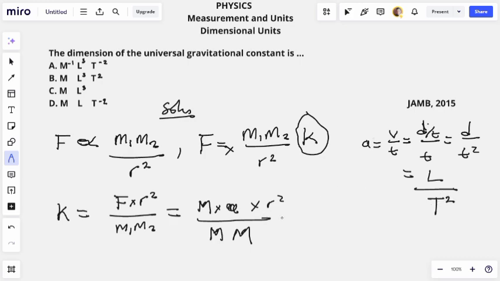So if we represent that here, mass times acceleration will now be L over T squared, times r squared. R is a distance, so it's represented by L. Distance times another distance is L raised to the power of 2. Then divided by m times another m.